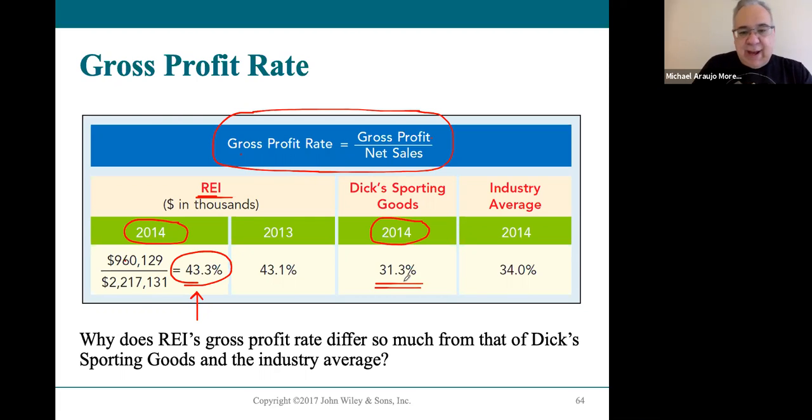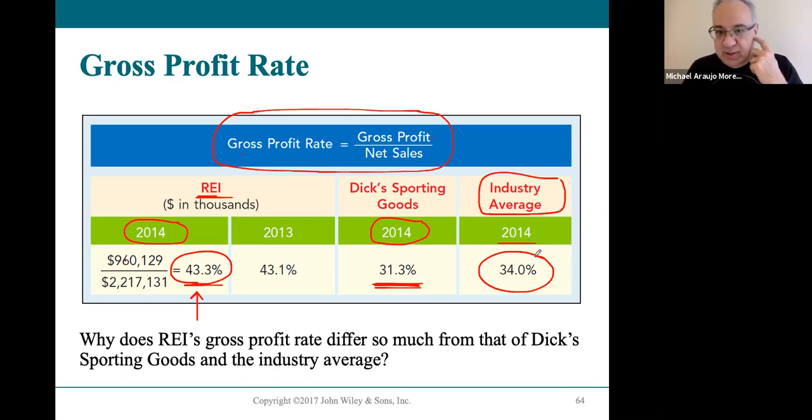And so that is something we're going to be looking for. Is Dick's able to control things on the other end to get a profit? Because certainly 31% is not as high a gross profit rate as 43%. And remember, from the gross profit, all the other expenses have to be paid. The industry, again, this is the sporting goods retail industry. So if you look at all the stores, their average is 34% gross profit rate.